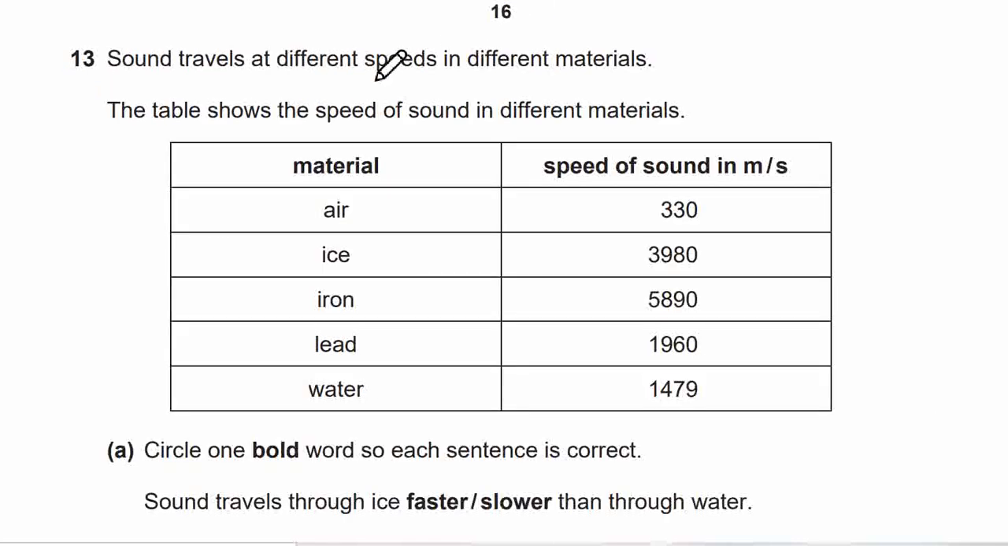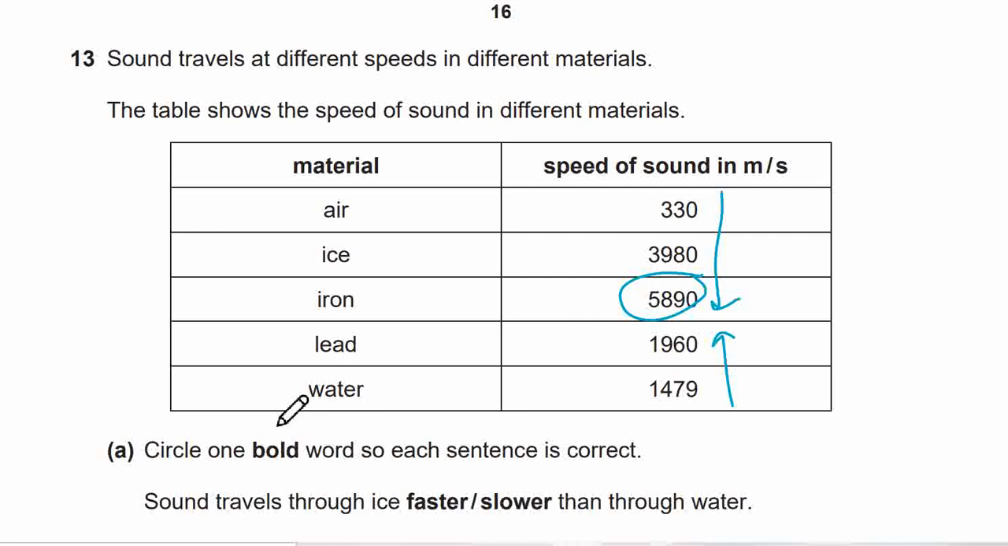Question 13. Sounds travel at different speeds in different materials. This table shows the speed of sound in different materials: air, ice, iron, lead, water. From here to here, we can see that it's getting higher, and from here it's getting higher. So this is the maximum speed, iron.